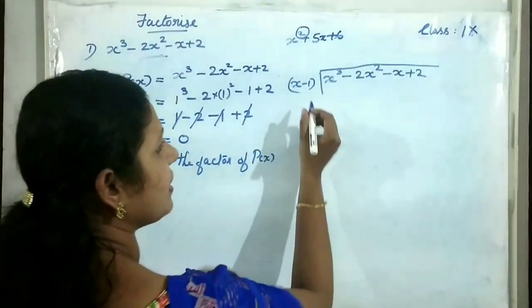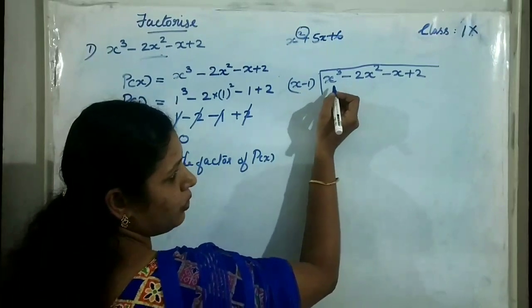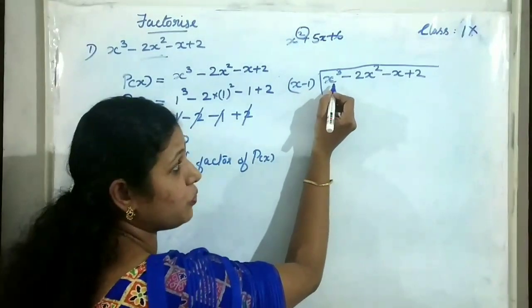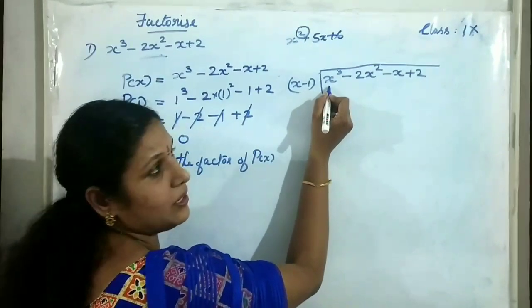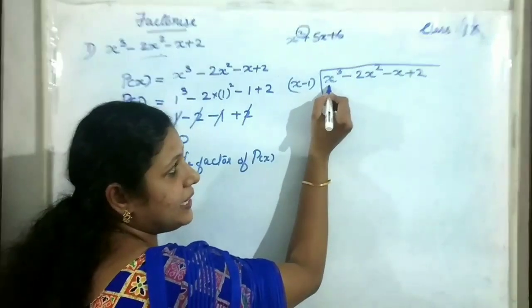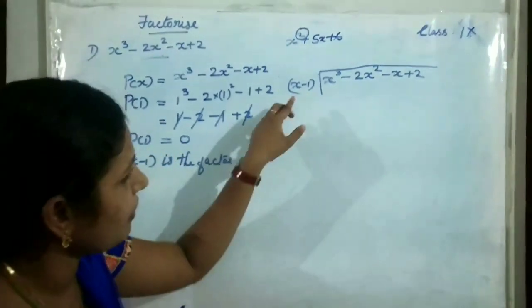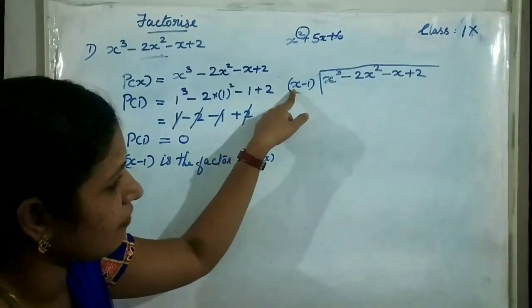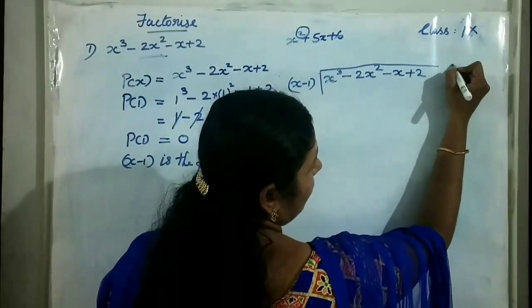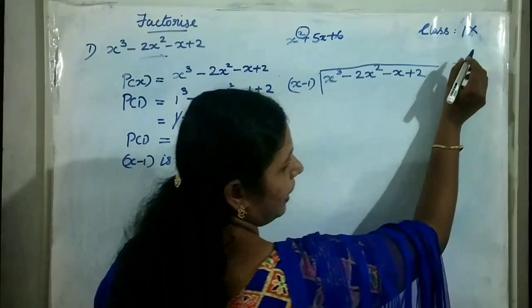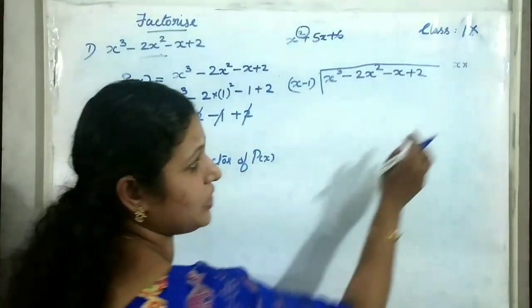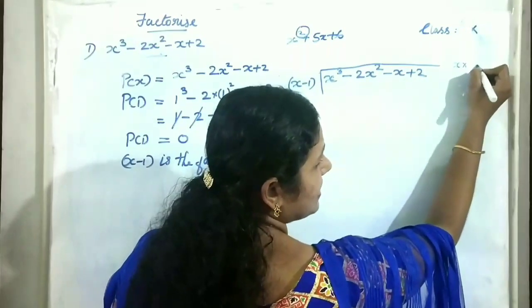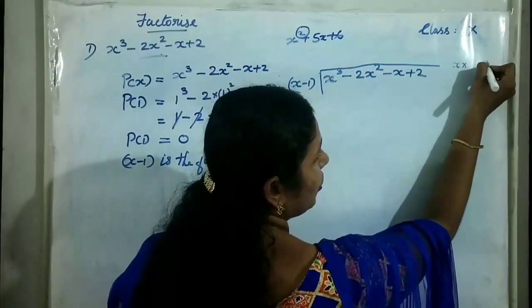Here we give importance to the first term. Understood? The term is x cube. By which variable do we multiply x to get the result x cube?